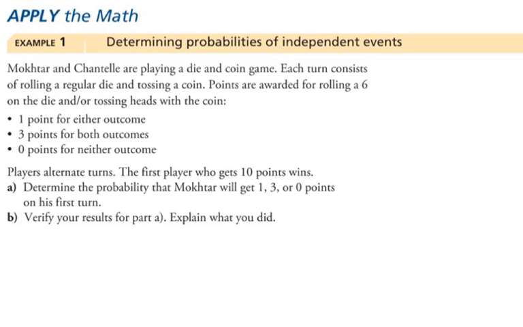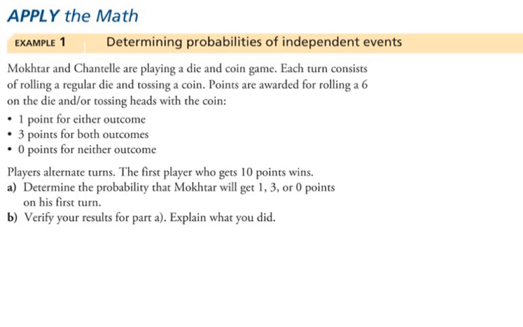The way points get awarded: 1 point for either, so just the 6 on the die, just the heads on the coin. 3 points if both of those things happen, and 0 points if neither of those happen. And players alternate turns. First person who gets 10 points wins.